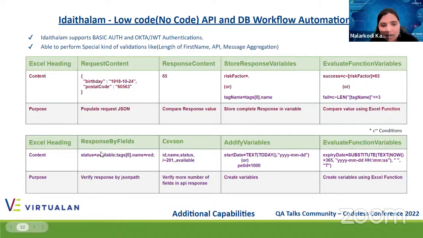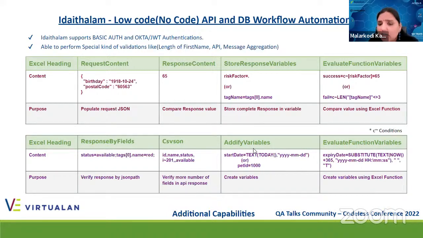Then response by fields and CSVs, we already saw that. Then the modify variable. For example, I want to compare only one value. I don't want to compare all of the response. I want to compare only one JSON path. You can do that by using this modify variable. Then evaluate function.